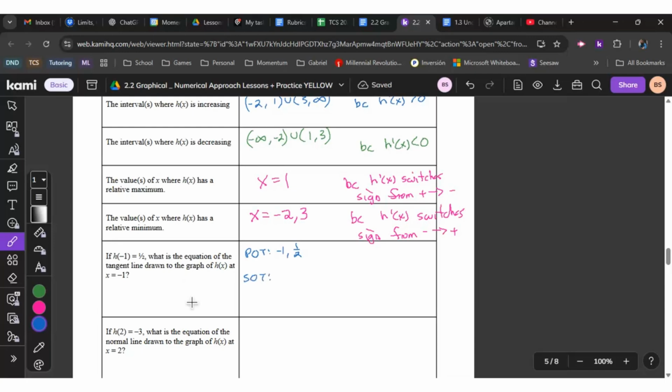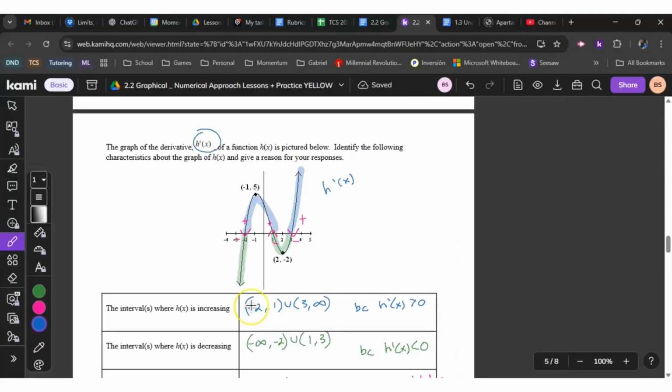Now, I want you to think about that for a minute. See if you can tell me what's the SOT. How do we find it? Yeah? f of x minus f of a over x minus a. So we could do that, but there's going to be an easier way this time. But you're right. But we don't have the equation, so we can't do that. So the points. Let's look up here. What graph is that? So we find negative 1, 1.